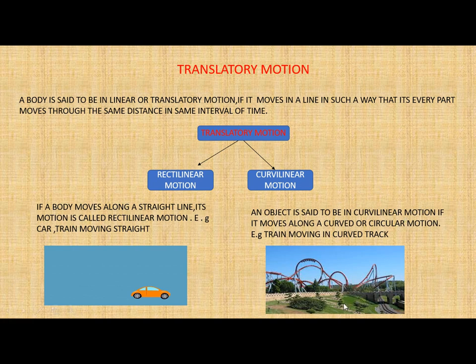Here one more example is given. This is a roller coaster. You can see that the path over here, the entire path is curved. Here you can see that this is a completely circular curved path. It's not in a straight line. So all these are examples of curvilinear motion.